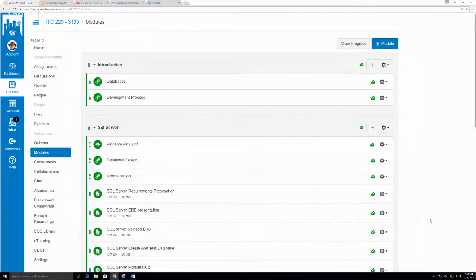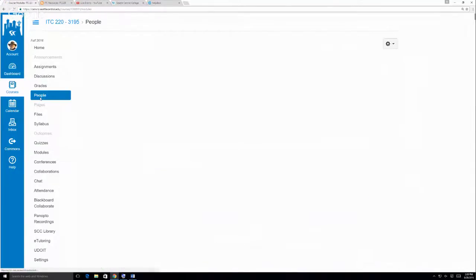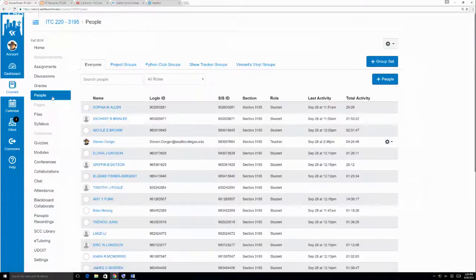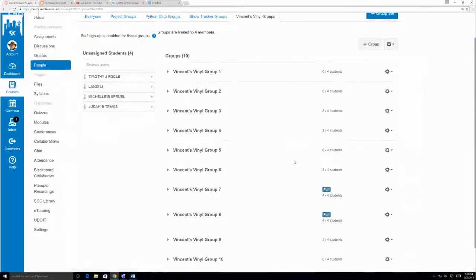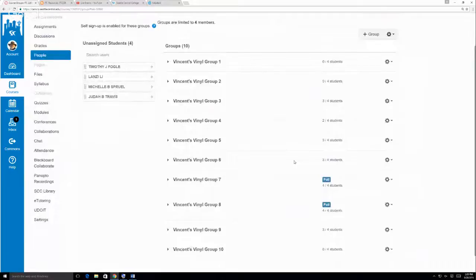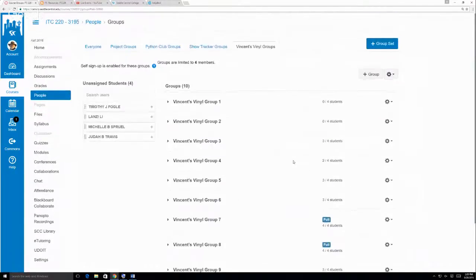Before we do that, under people, and it looks different for you. So I have a look that isn't like your look. But under the project groups, there's a Vincent Vinyl group. And notice there's like 10 of these. This is the wrong, oh, I'm still in the morning. I'm still in the morning one. So that being said, they're just numbers like this.